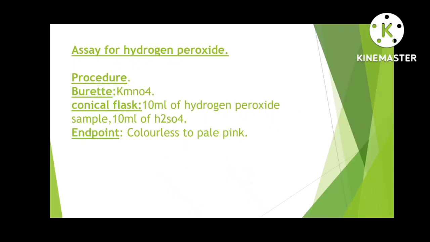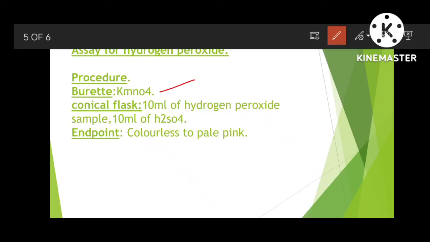Next, assay of hydrogen peroxide. See, the assay is very simple. 10 ml of hydrogen peroxide sample. In the burette you have to take KMnO4, potassium permanganate, then 10 ml of hydrogen peroxide in the conical flask, then 10 ml of sulfuric acid. Endpoint is colorless to pale pink. Simple one. One more point you remember in assay.